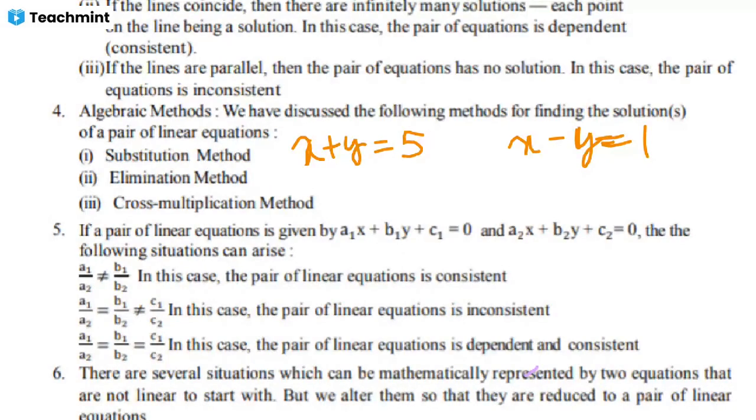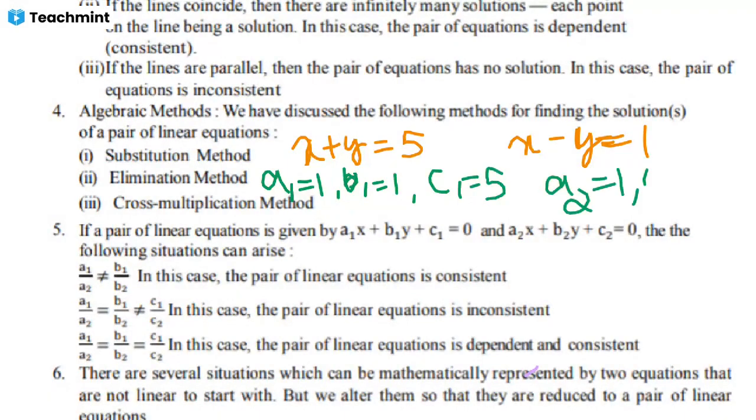Yes. So in these two equations, we'll again do with the same equations. Same equations: A1 equal to 1, B1 equal to 1, C1 is equal to 5. And in this, A2 is equal to 1, B2 is equal to, what should you write for B2 value? Minus 1.